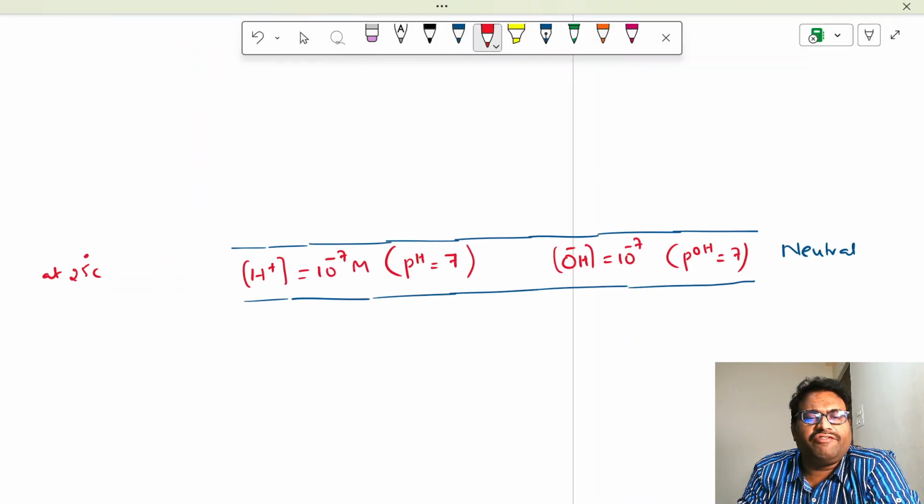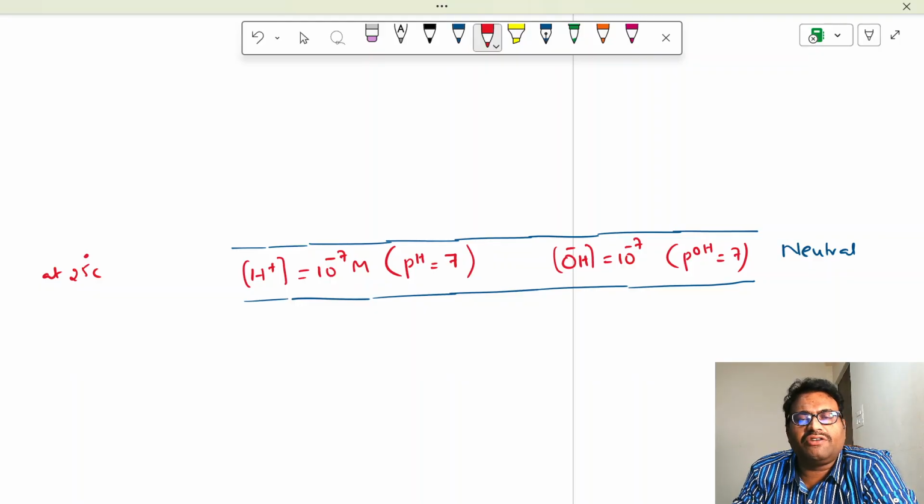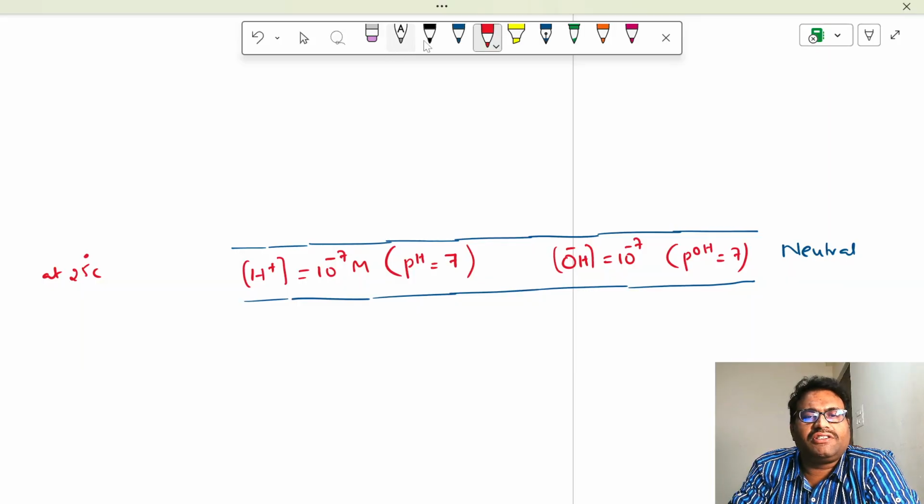But if H plus ion concentration is equal to 10 power minus 7, then pH will be 7. If OH minus ion concentration is equal to 10 power minus 7, pOH is equal to 7. If it is 10 power minus 7, when it is converted into pOH, it will be plus 7. Now this condition is for neutral at 25 degrees centigrade.